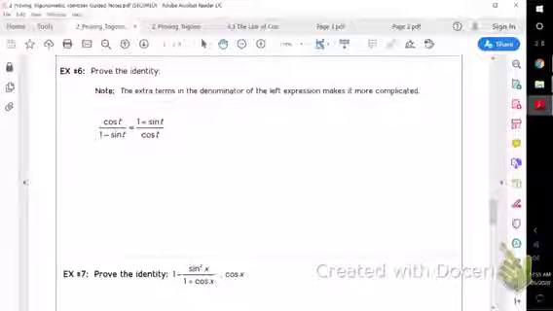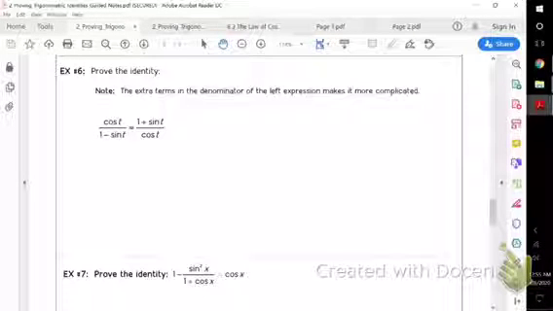All right, example 6, we're going to prove the identity. And it makes a note here because when you first look at this problem, it's like, well, they both have a single term and then they both have a binomial. But the extra terms in the denominator on the left-hand side are going to make it more complicated, okay?